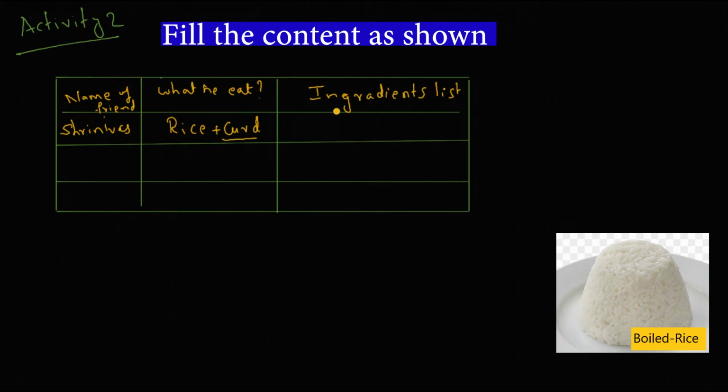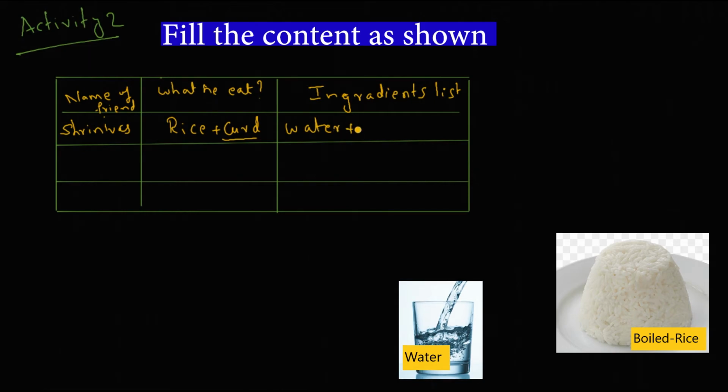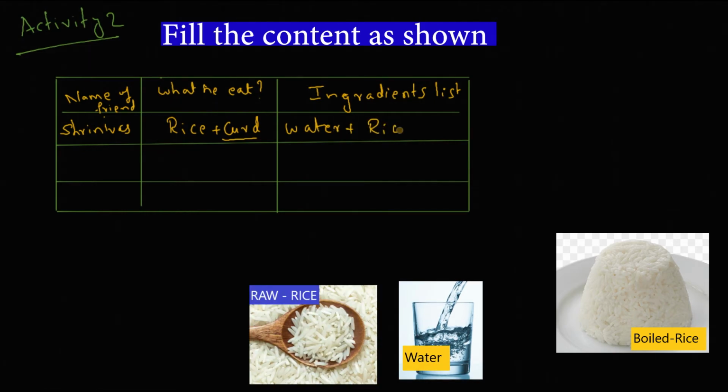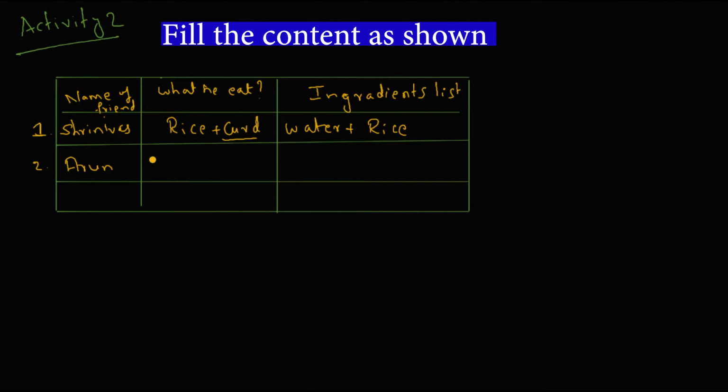Rice. So what are the items required to prepare rice? Water plus rice. Okay, this is one. This is a part of activity two, and I'm telling you once again, this is rice, curd and water, and rice is required. Next comes Arun, who had roti for lunch.